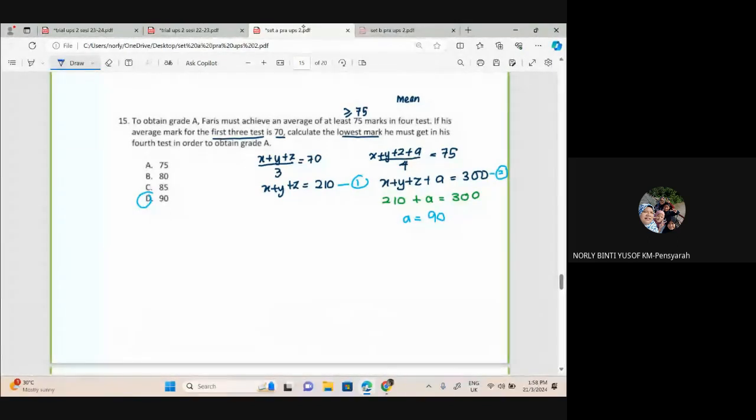Lepas tu dia nak cari lowest mark kat 4 test dia. So X, Y plus Z plus dengan A lah. Maksudnya 4 test tu bahagi dengan 4 sama dengan 75. Sebab dia boleh dapat at least 75 markah dalam 4 test you. So ini pemahaman ni kena fikir sikit lah untuk you derive simultaneous equation. Dan solve, sebab ini boleh masukkan 210 akan dapat A tu 90. So lowest mark you adalah 90 untuk dapat grade A.